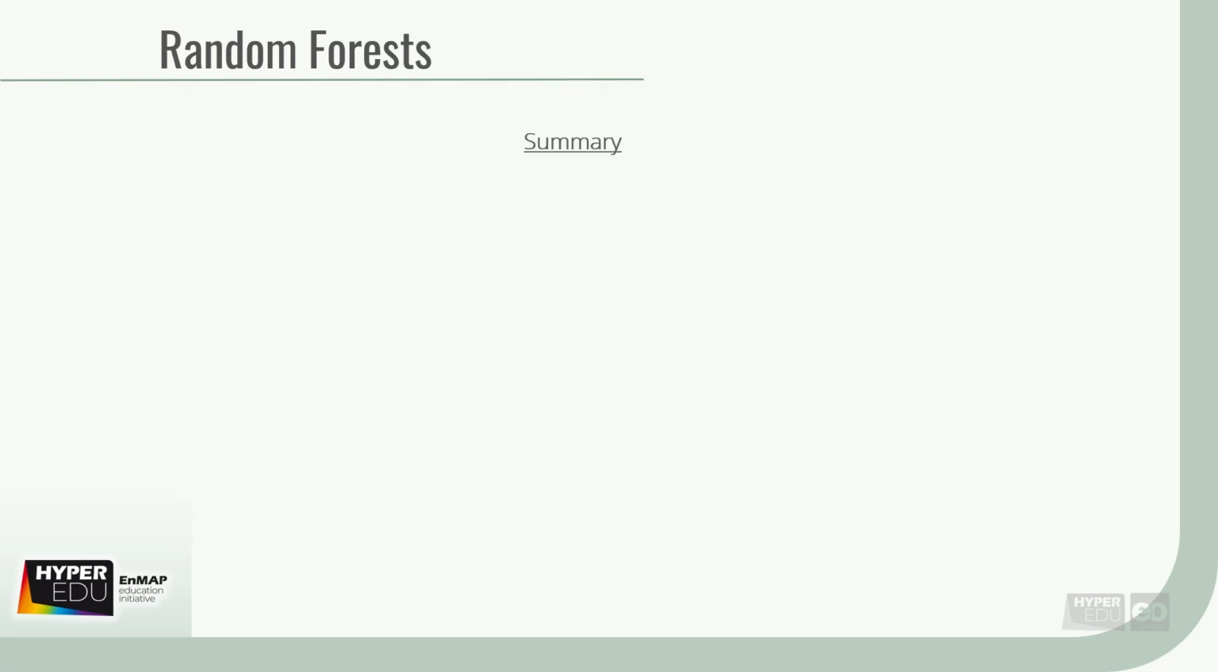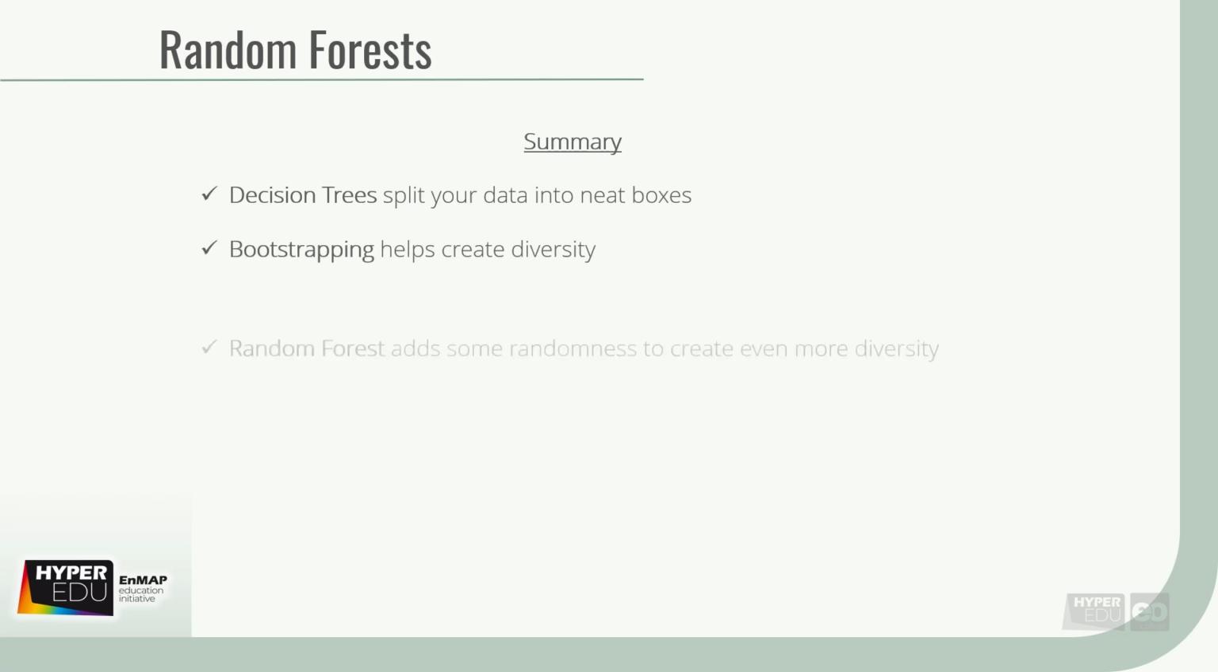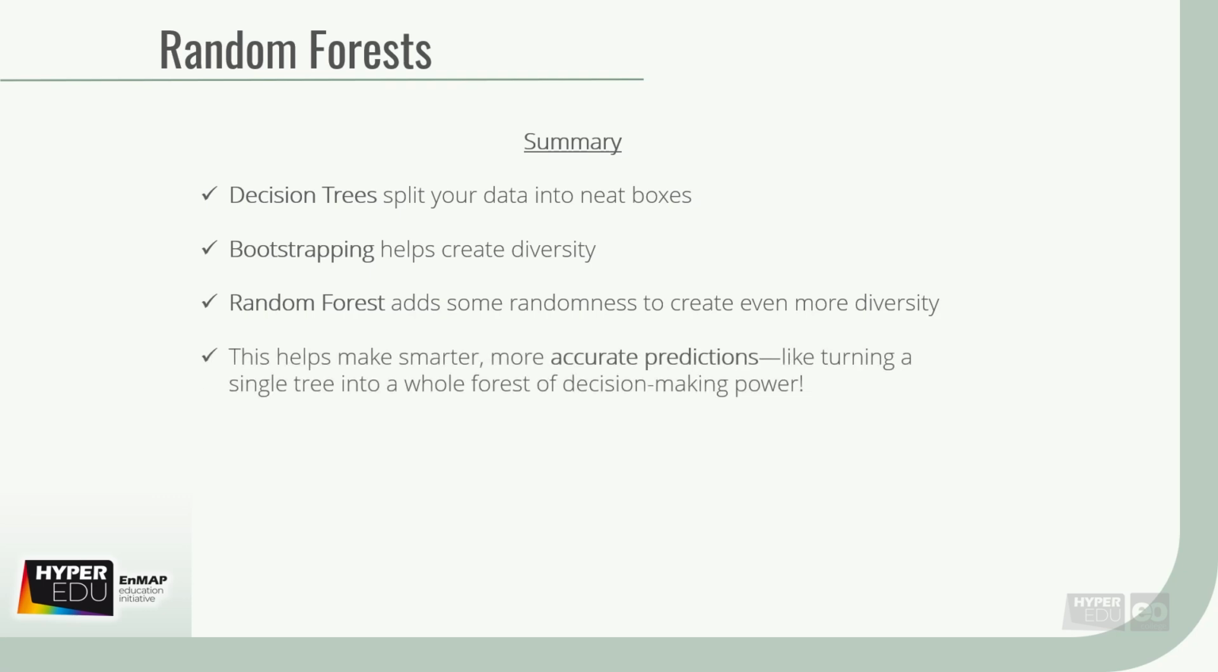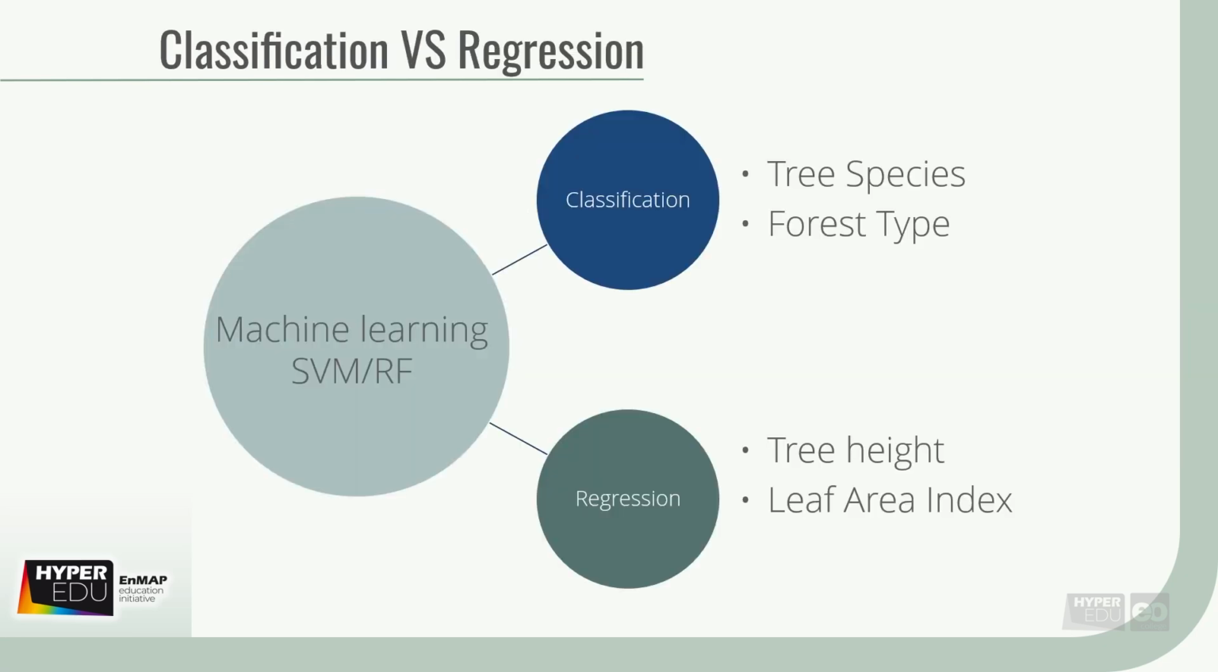In summary, decision trees split your data into neat boxes. Bootstrapping helps create diversity, and random forest adds some randomness to the game to create even more diversity, which helps to make smarter, more accurate predictions. It's like turning a single tree into a whole forest of decision-making power.